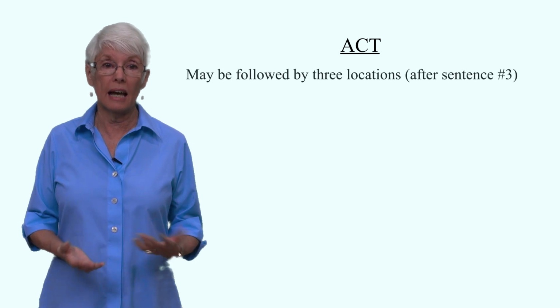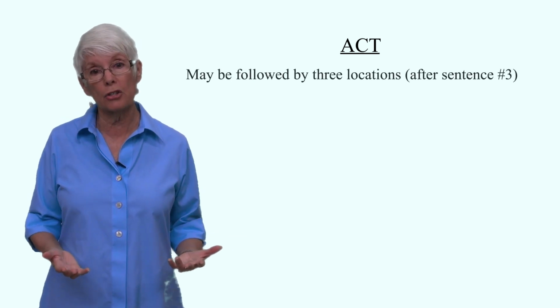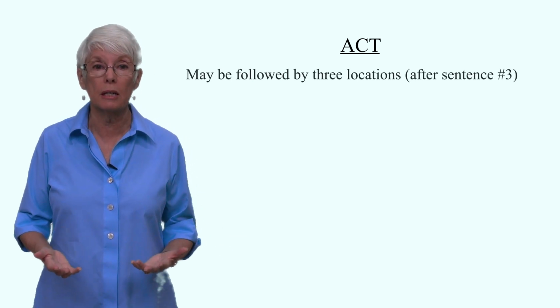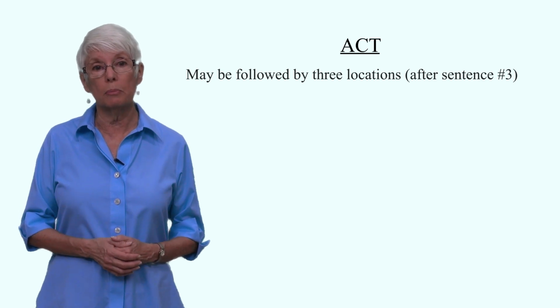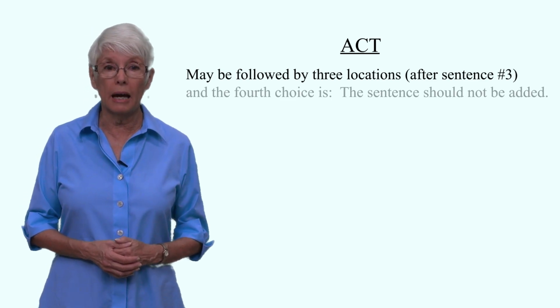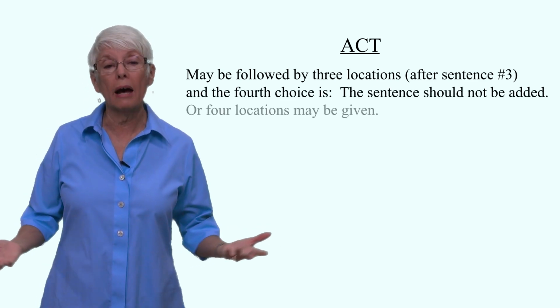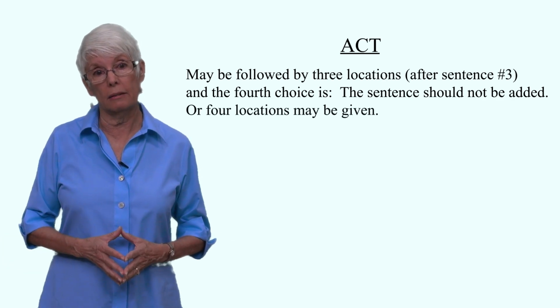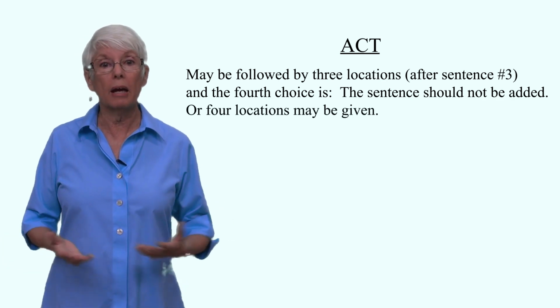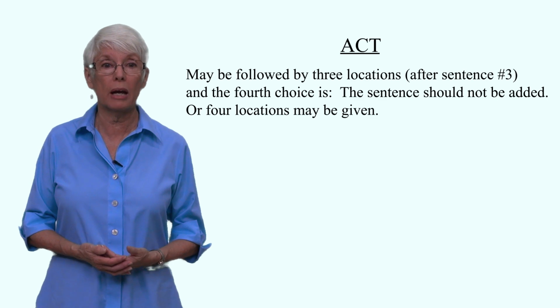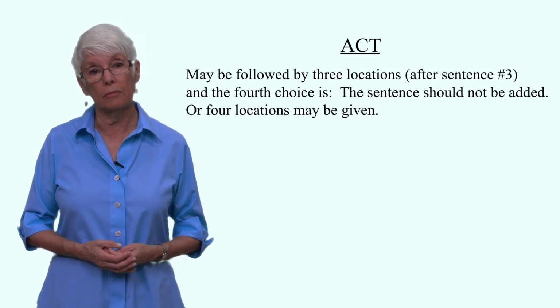In some cases, they'll ask if the sentence should be added, and if so, where. You may have 3 options that say yes, each with a specific location, for example, after sentence 3, and the last option would be the sentence should not be added. Or you may have 4 locations at which to add it. And sometimes you may have 2 yes and 2 no answers, each with a rationale.